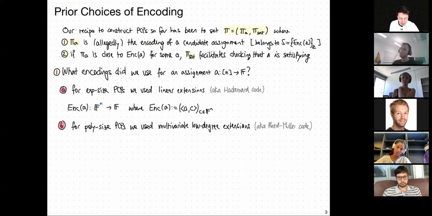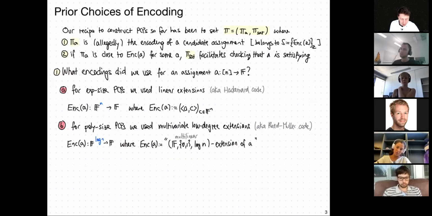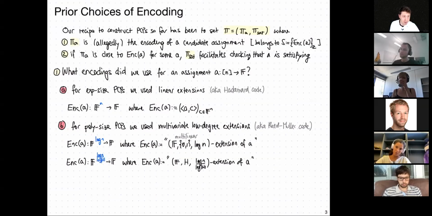For polynomial size PCPs, we used multivariate low-degree extensions, also known as the Reed-Muller code, where the encoding was either like this, a multilinear extension. This is something we used in the doubly efficient interactive proofs. Or in the polynomial size PCP, it was not a multilinear extension, but an extension of individual degree h, where h was ultimately chosen to be of size log n. So the individual degree was log n, and the number of variables was log n over log log n.